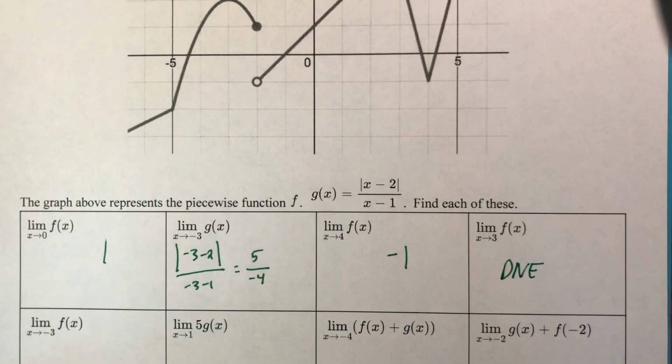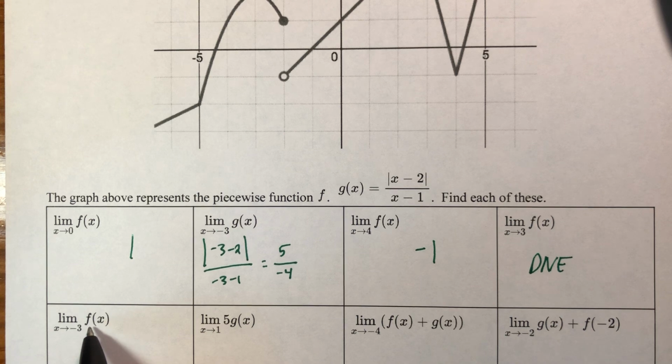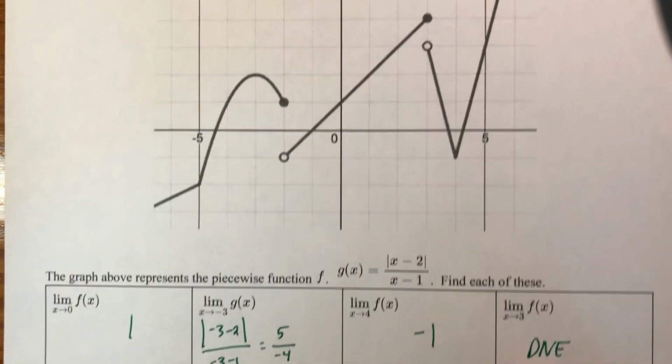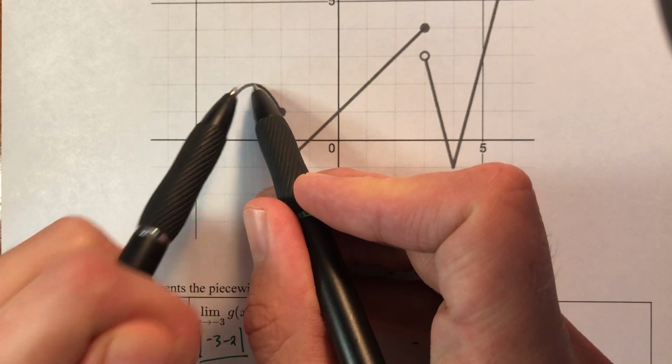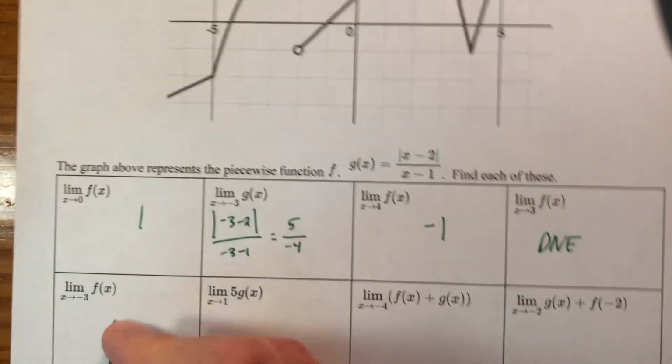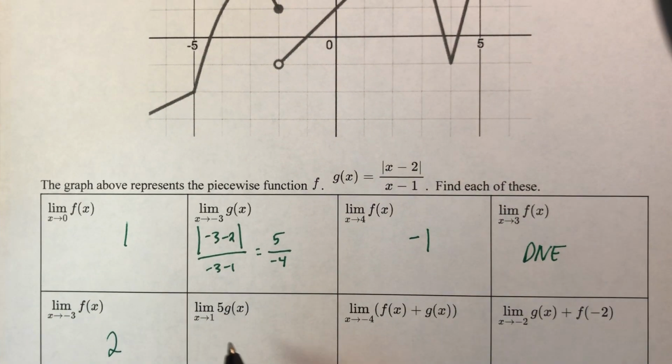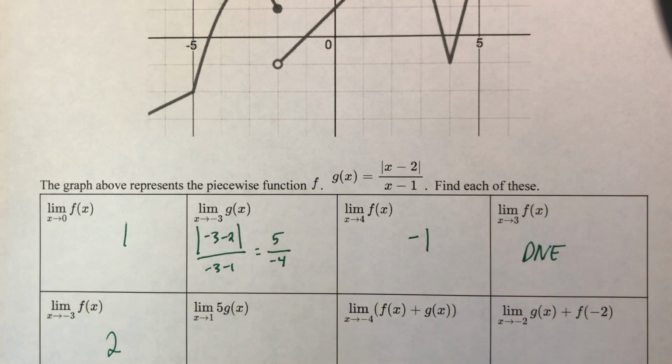Okay, now we're going to approach -3 on the f function. So as I do that, grab my other pen. I'm going to start going a little faster because I think we get the hang of this. So we're going to approach -3. So we're doing this. The y value is 2. There we go. The y value is 2. And for this one, we have 5 times the g function.